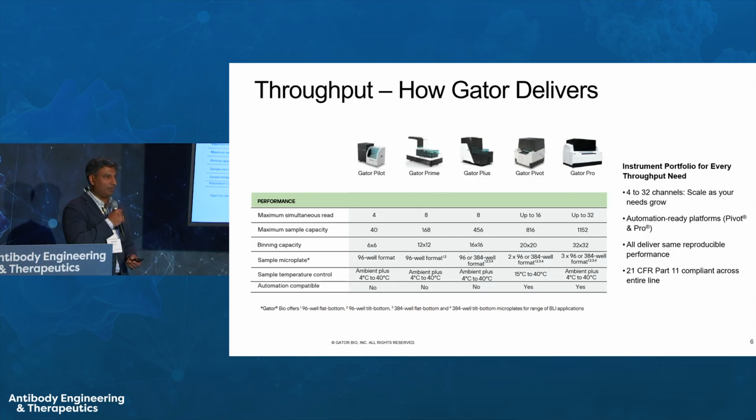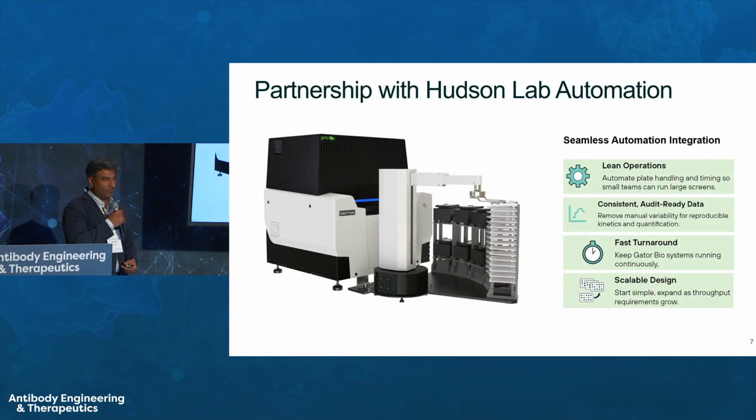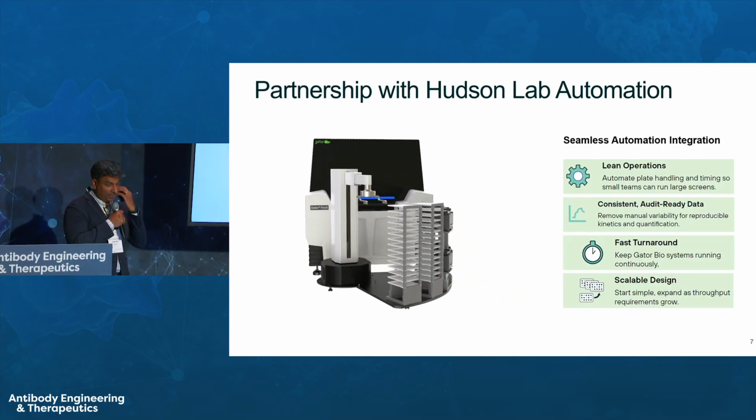In terms of throughput, how are we solving throughput challenges? We have a variety of systems to scale with your throughput needs, from 4-channel systems up to 32-channel instrumentation. So you have a very high parallel sample processing throughput available on the platform. In addition to the instrumentation itself, we have combined them with automation that is external to the platform so that you can have liquid handling and plate handling delivered to the Gator system.